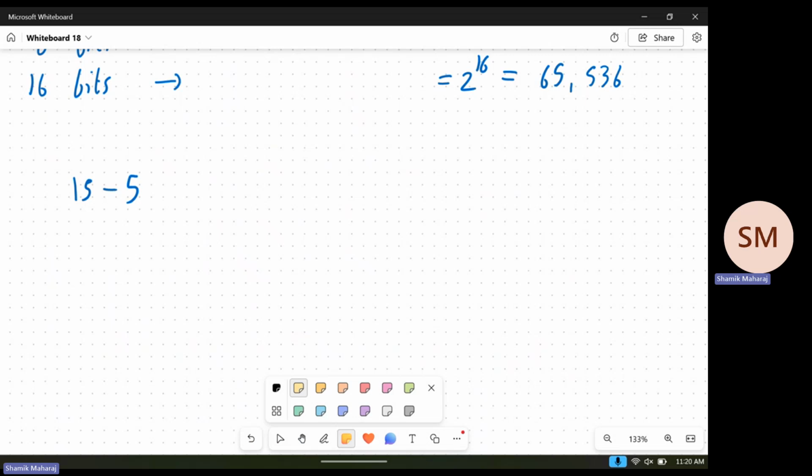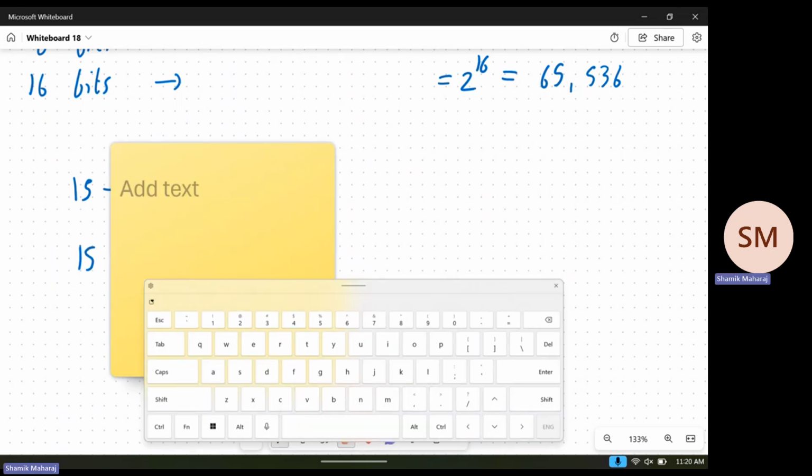Okay. All right. So now 15 minus 5. I'm gonna do this quickly. Guys, I just need a few more minutes, then you can start talking stories. Almost done. 15 minus 5. So let's first convert 15 to binary. Now what's happening here?